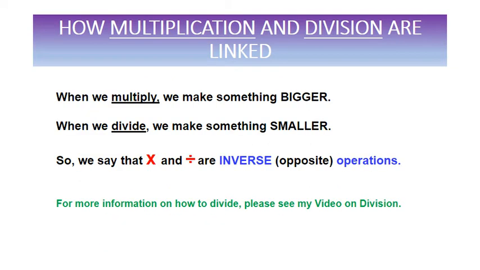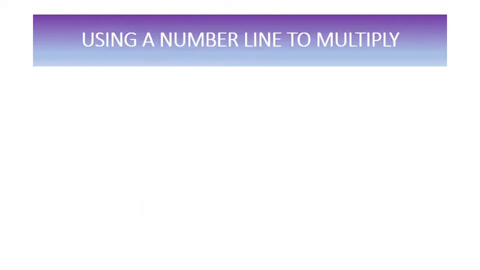And here we're going to look at how multiplication and division are linked. When we multiply, we already know that we make something bigger. When we divide, we make something smaller. So we say that multiplication and division are inverse or opposite operations. For more information on how to divide, please see my video on division.